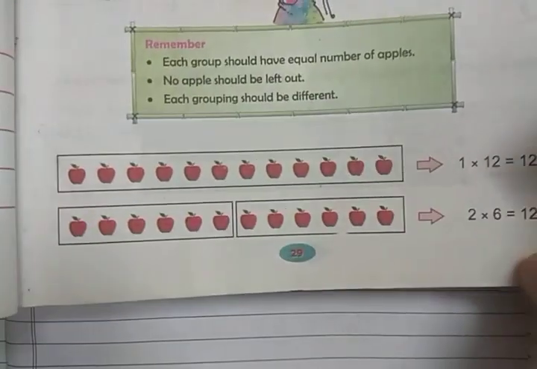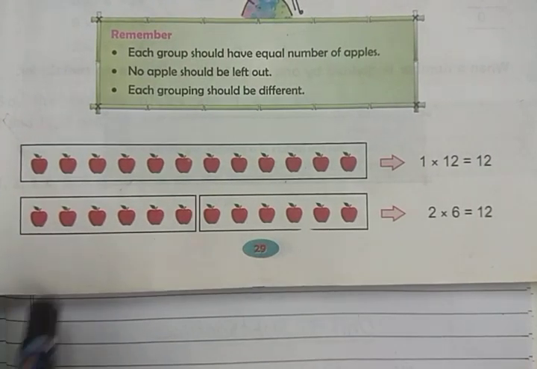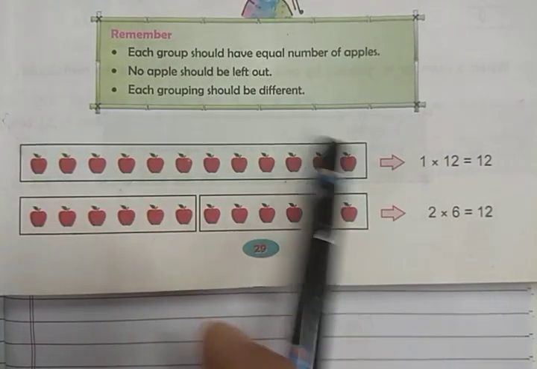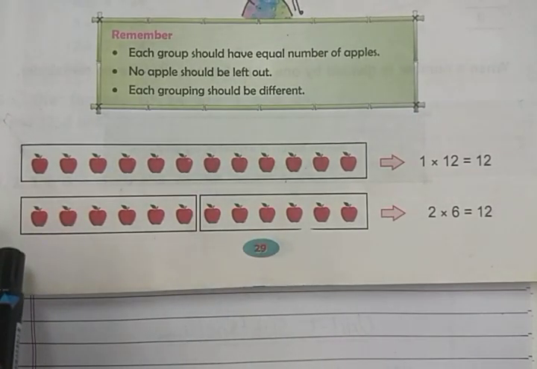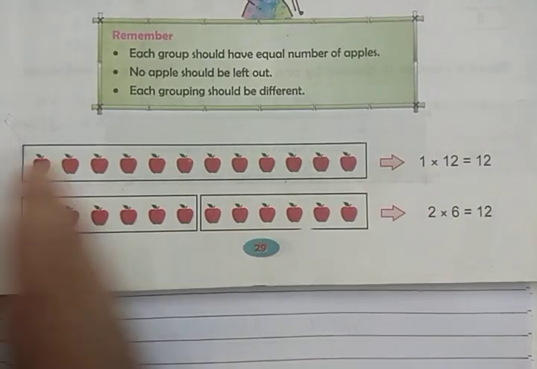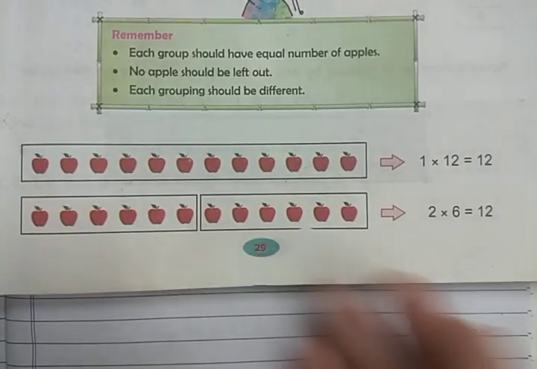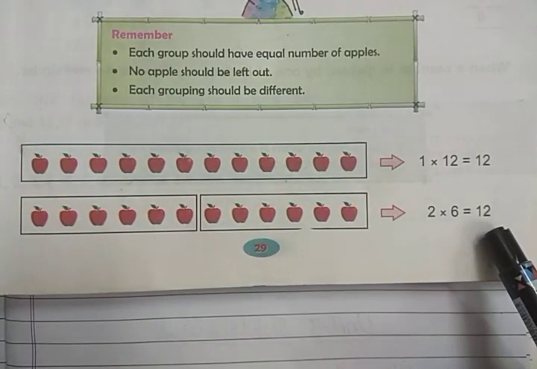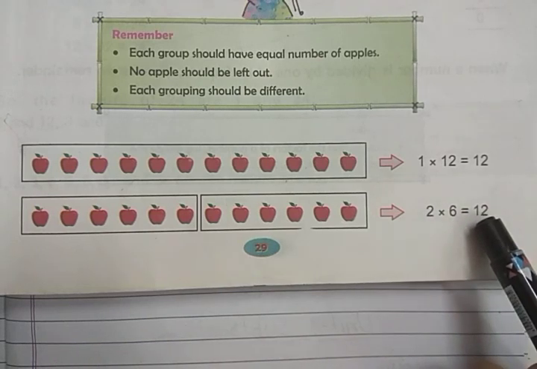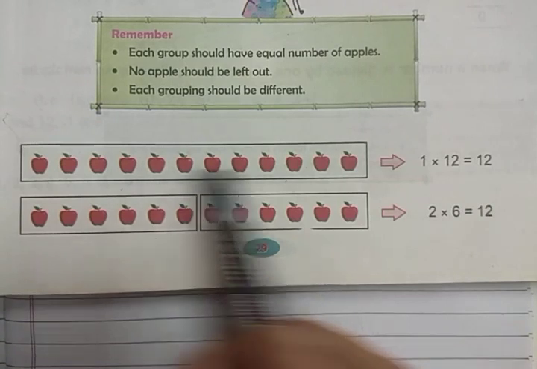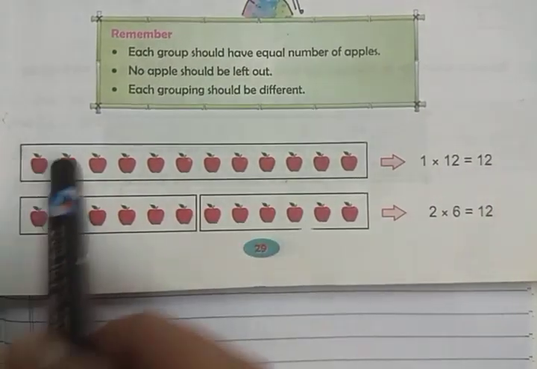So let us start distributing these apples into equal groups. Now here, the first group has 12 apples, so there is only one group. Next, we have divided 6 apples in one group and 6 in the other group. So an equal number of apples are there in both groups. So here we have 2 into 6, that is 12 apples, that means 2 groups of 6 apples. Or here there is one group of 12 apples, that is 1 into 12 is 12.